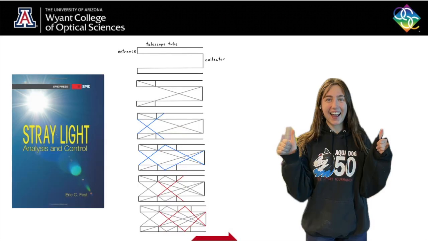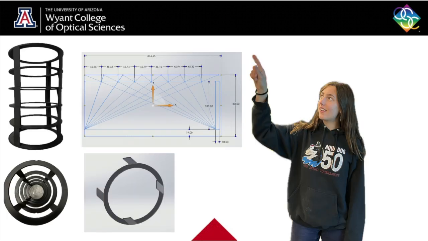Luckily for us, the book Stray Light Analysis and Control by Eric Fest tells us exactly what to do using a simple formula. Using this formula, we designed and 3D printed 6 vanes to add into our telescope. Now that we've gotten an overview of stray light and vane structures, let's get into our actual experiment.